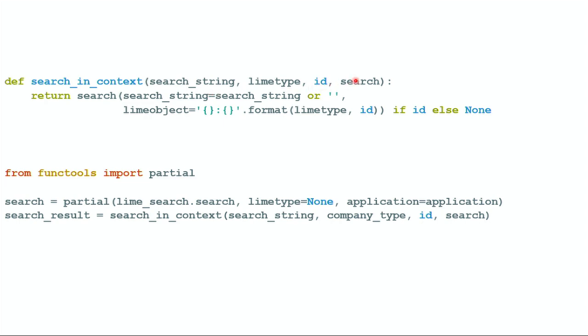Now we replaced the application argument with the search function. And now we have a function that only accepts arguments that are of interest to this function. Every argument that this new version of the search function takes is central to our search in context function. And as before, we can, from the original function and its argument, transform that into something that looks like the function that we want by using partial. So here we're using partial with the original search function that's in another module and hard codes some of its arguments.